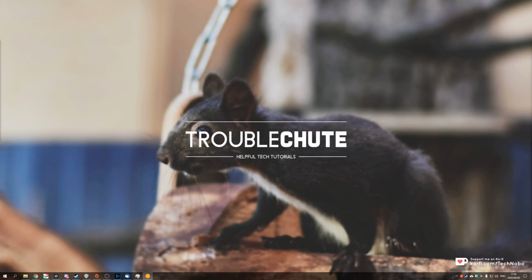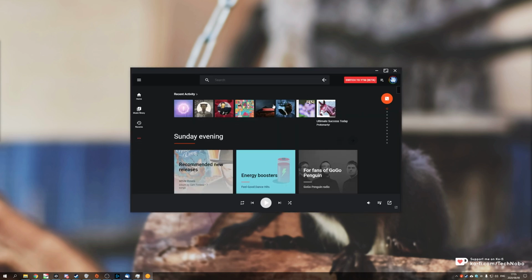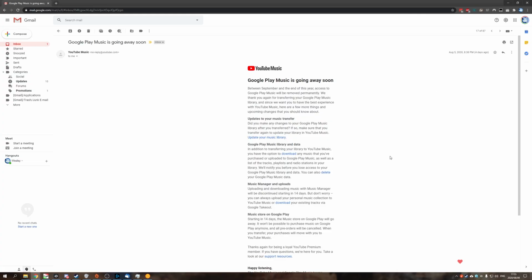A little bit unfortunate, but it's something that's currently happening. As you know, Google Play Music is shutting down. What exactly do I mean by this? Well, they're basically migrating their whole service across to YouTube Music. If you're an existing subscriber of Google Play Music, you have not only YouTube Premium, but also YouTube Music, which is their new similar service.